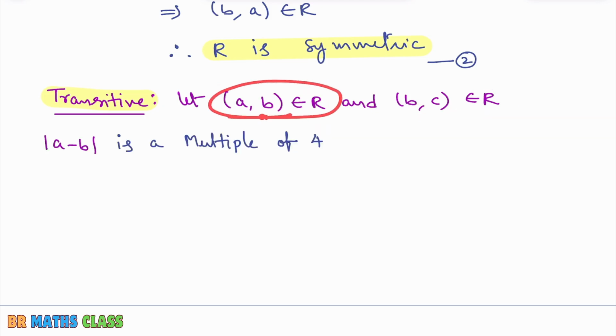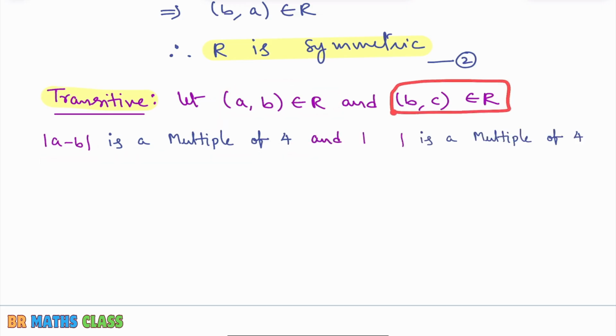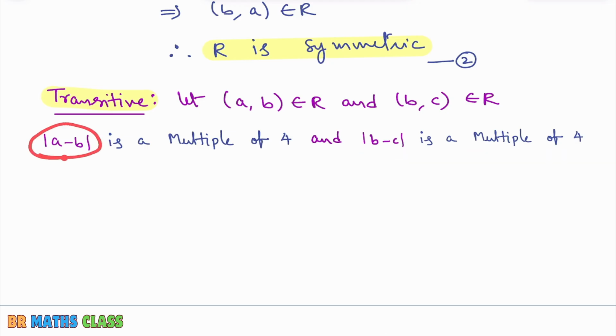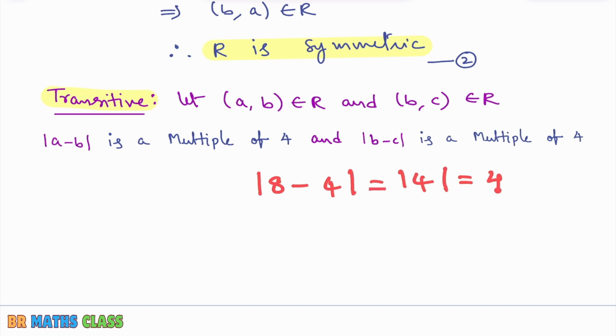As (a, b) belongs to R, from this I can say that modulus of a minus b is a multiple of 4. As the ordered pair (b, c) belongs to R, from this I can say that modulus of b minus c is a multiple of 4. See here, modulus of a minus b being a multiple of 4 means a minus b is also a multiple of 4. It's a simple thing. See, I'll take 8 minus 4. 8 minus 4 is 4. Modulus of 4 is 4. 4 is a multiple of 4. It can be understood easily.